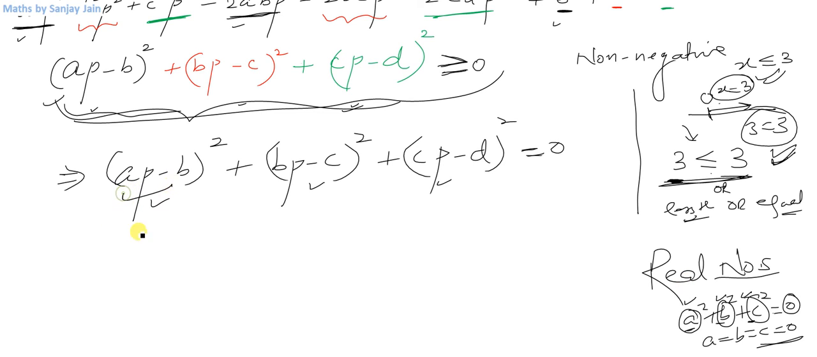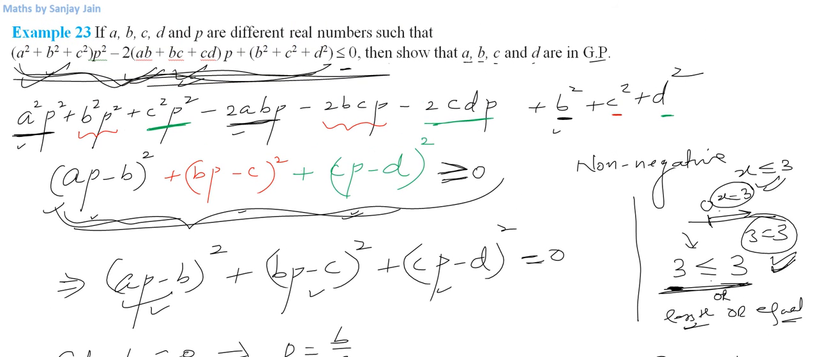So this is equal to 0 means ap minus b equal to 0. That means p is equal to b by a. What I need to show is that a, b, c, d are in GP. So if I can show that b by a equals c by b equals d by c, then I'll be able to show that a, b, c and d are in GP.